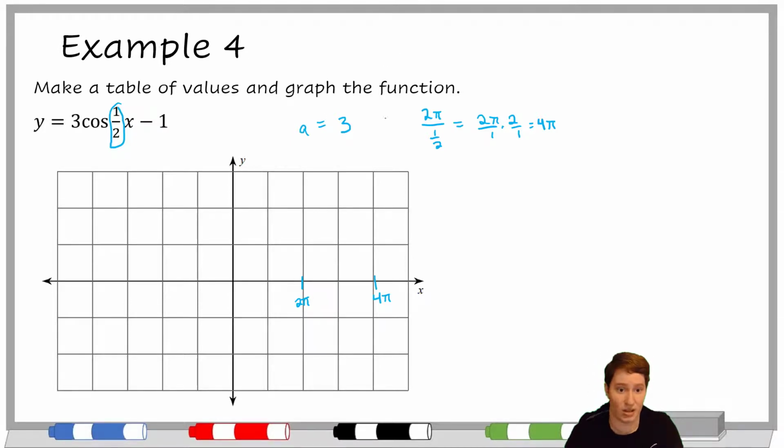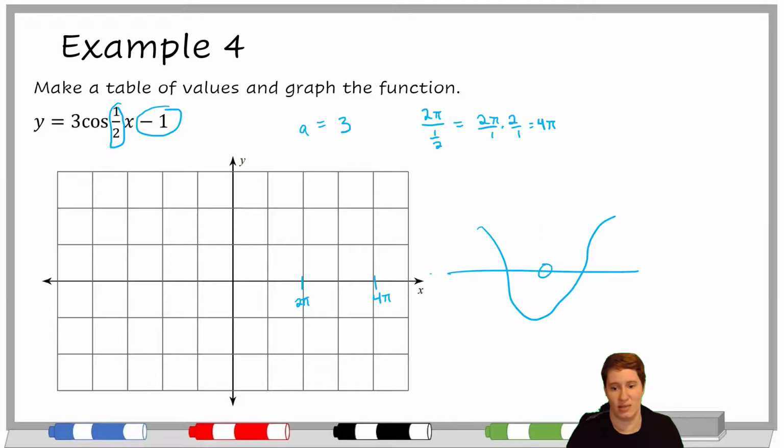But we also are shifting this down 1. So instead of our cosine curve oscillating around the x-axis, it actually is going to oscillate around -1. This would be -1 that it's oscillating around. So how do we do that?